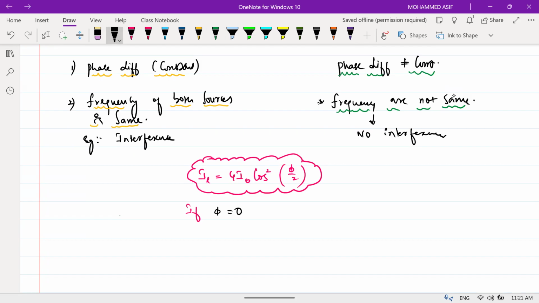So phi is equal to zero, what will be the resultant intensity? So it is cos square of phi by 2. Phi is 0, and 0 divided by 2 is nothing but 0. Cos 0 is how much? 1. So it will be equal to 4 times I. So the intensity will become the same. Clear? If the phase difference is zero, the maximum intensity will be equal to that much.